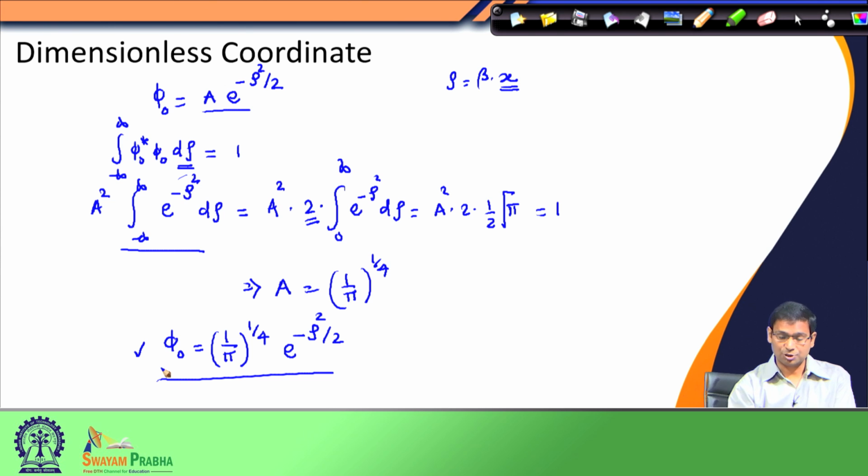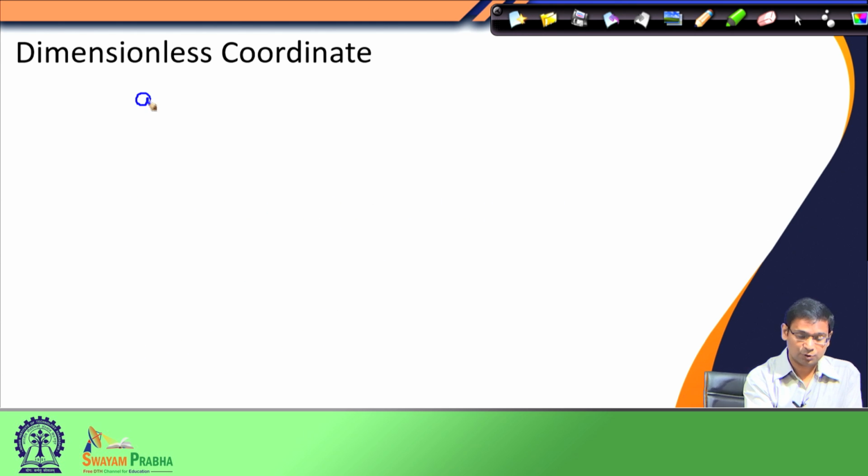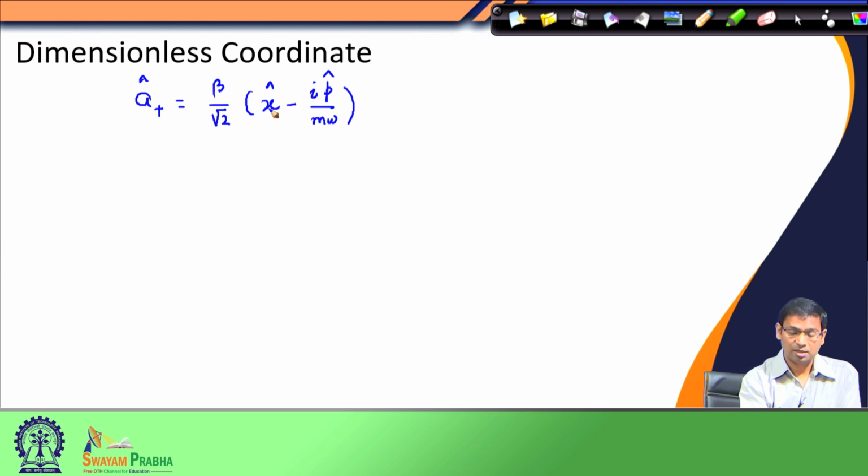We will continue our discussion, but before that we will express our step up operator, which is the a plus operator. If you remember, we defined it as beta by root 2 times x minus i p by m omega. Here x and p are defined in terms of the dimensional coordinate x. Now we would like to express this a plus, the step up operator, in terms of the dimensionless coordinate.